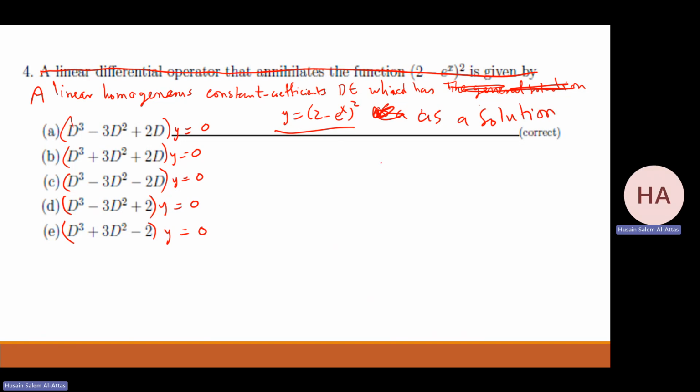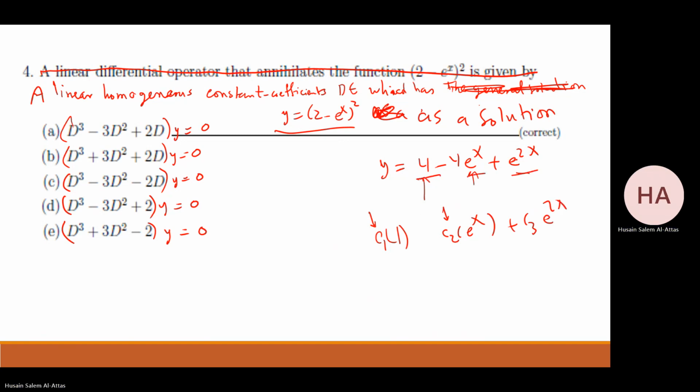Let us see what y is. y will be 4 minus 4e^x plus e^{2x}. So this 4 will come if I have 1 as a solution, so you have C1 times 1, where C1 is 4. This one will come if I have C2 e to the power x, where I choose C2 to be minus 4. This one will come if I have C3 e^{2x}. So those are the solutions. Okay, so the roots are what? 0, 1, and 2.